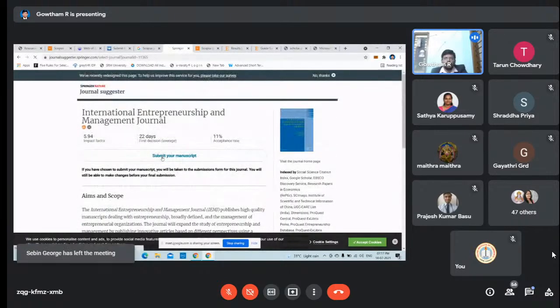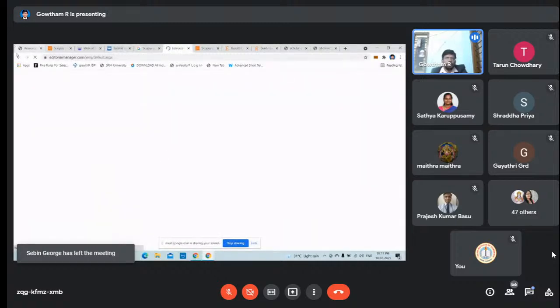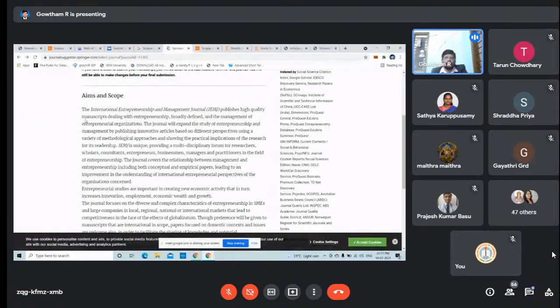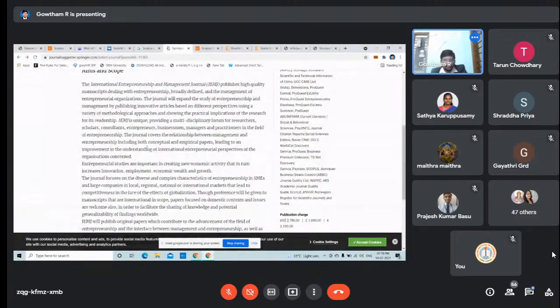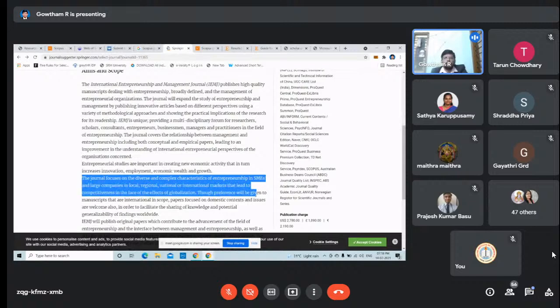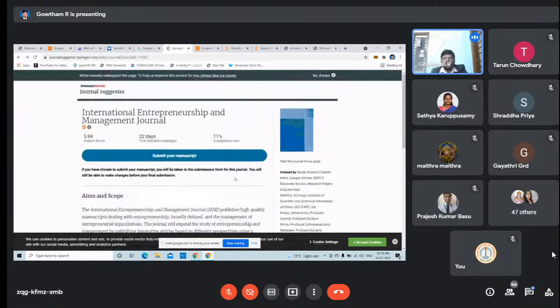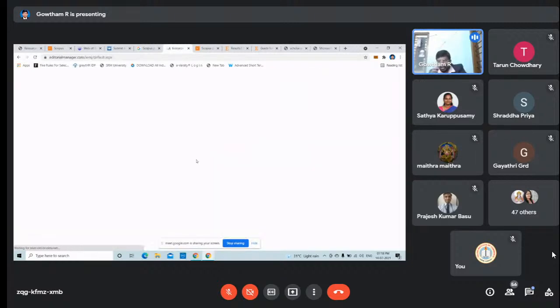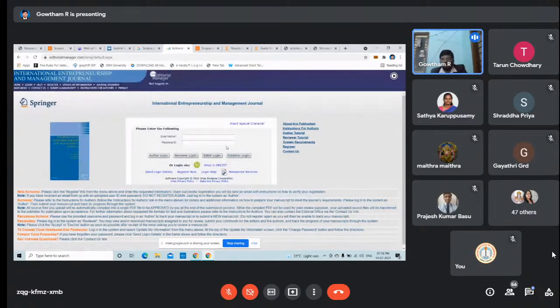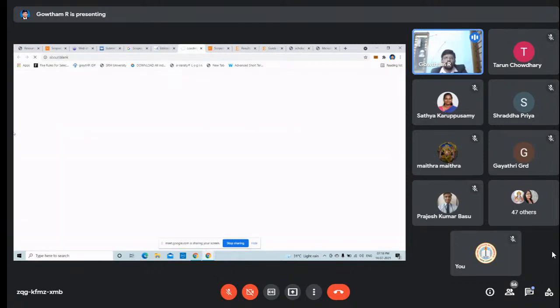You can click on submit your manuscript. Before that, just a second, they have clearly given you the aims and scope, what areas are covered. The journal focuses on diverse and complex characteristics of entrepreneurship in SMEs and large companies, and so on. This is another aspect. Click on submit your manuscript, and this will take you to the online submission page. Here you find something called instructions for authors. Click on this.